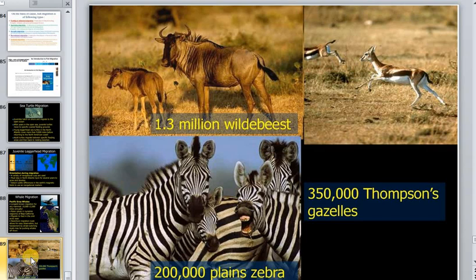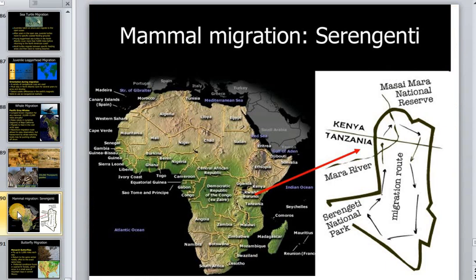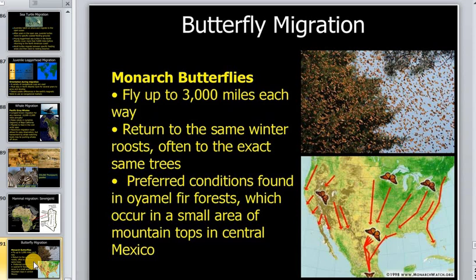in Africa, we know that so many animals can migrate. You see this number, it's impossible, just Thompson's gazelles moving. It is a big migration of animals in Africa, and here you see this area in Kenya, they always migrate the same way. And even butterflies can migrate and fly up to 3,000 miles each way. Oh, it's impossible, and they live so many of these butterflies in the trees.